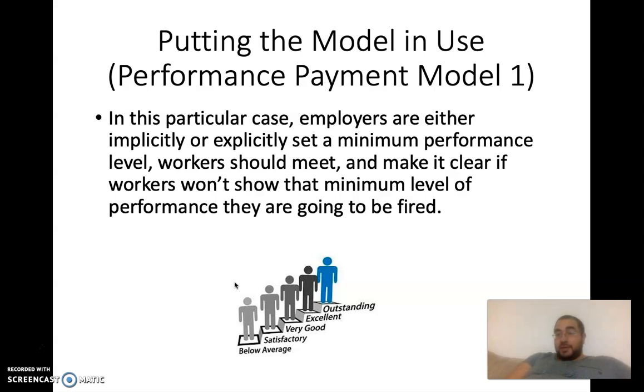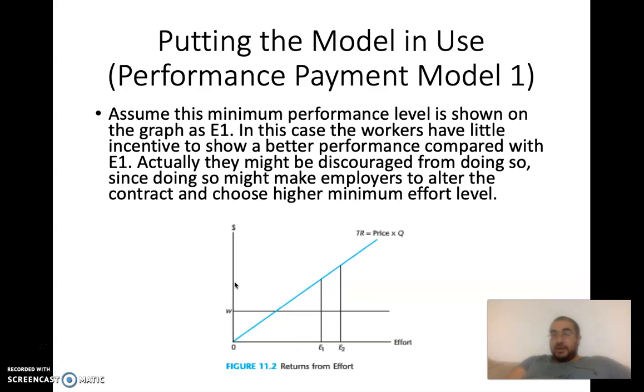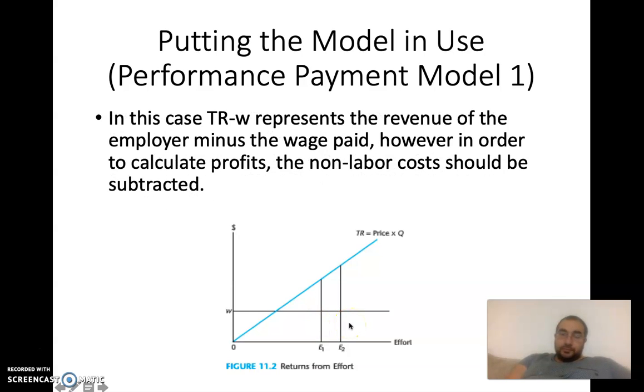Workers who work less than E1 will be fired in this case, but they have little incentive to go beyond E1 to E2. So TR minus V represents the total revenue minus wage paid, basically. And of course, we also need to subtract the non-labor costs, but we might assume here they are negligible.